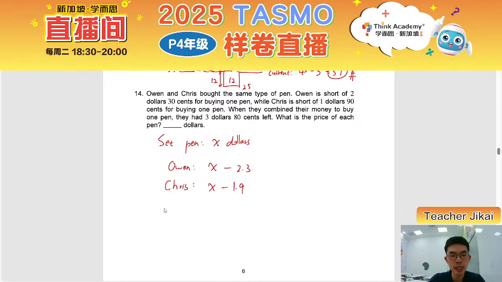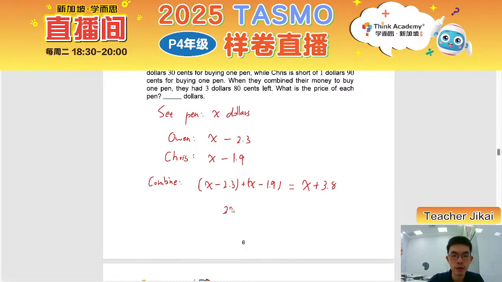So if we combine them together, it is Owen's money plus Chris' money, so X minus 2.3 plus X minus 1.9, right? These two are the total of their money. And then he buys a pen and $3.80 is left. Yes, the total is X plus $3.8. So you can solve the equation here, right? 2x minus 4.2 will be x plus 3.8. So x here is 8. So we know 1 pen is $8. Right, this is it. 1 pen, $8.